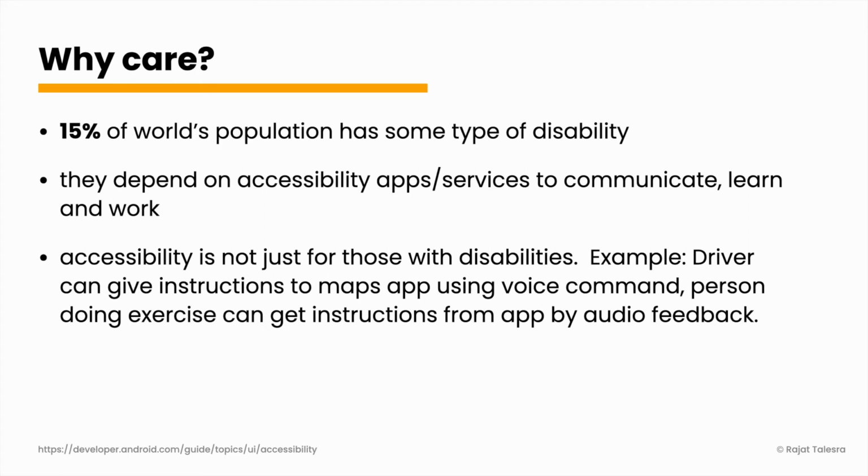It is for people who don't have any disabilities also. For example, if there is a driver, then while driving they can use Google Maps or any form of maps using voice commands. That's a different form of accessibility for them. Let's say I personally use 30-day fitness challenge or those kinds of fitness applications. Whenever I'm doing exercises, the application gives me audio feedback like how much time has passed, what should be my posture, those kinds of things. That's another form of accessibility. So that's why accessibility is not just for people who have disabilities, it's beyond that.